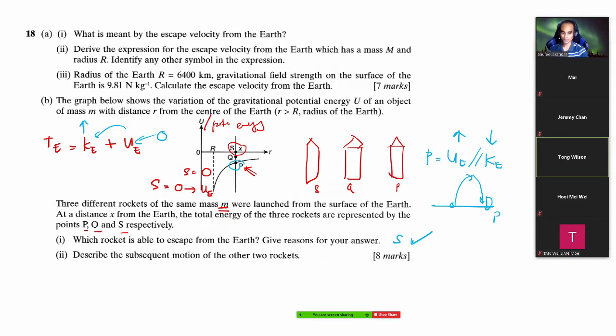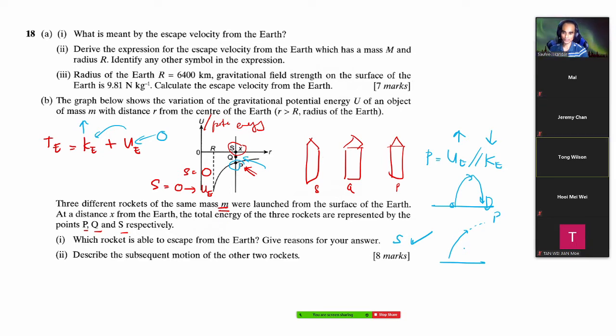Okay, this is P. How about Q? It's halfway up. Either it can escape or not, we don't know.